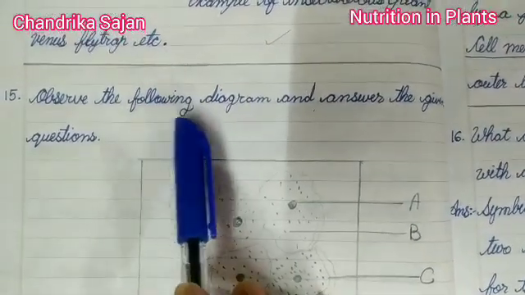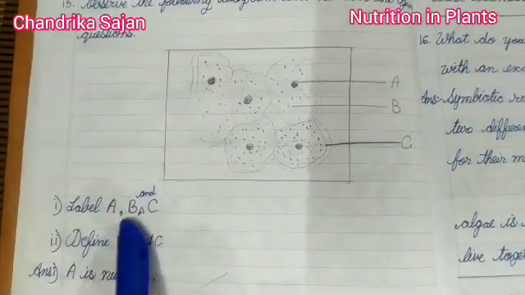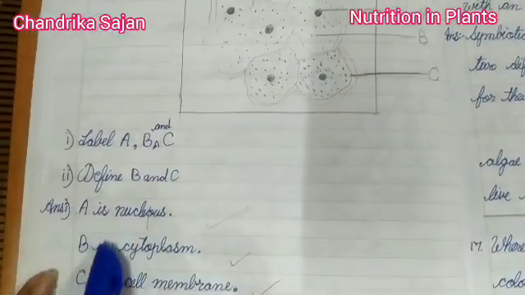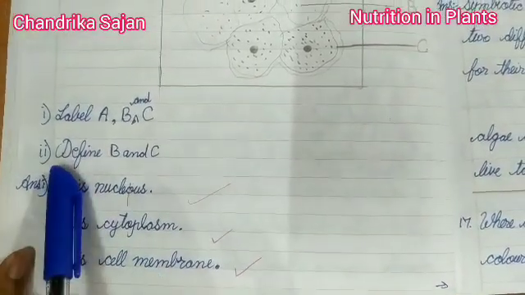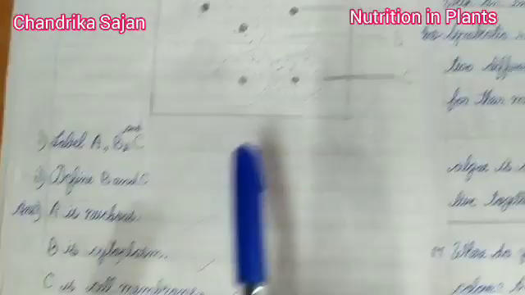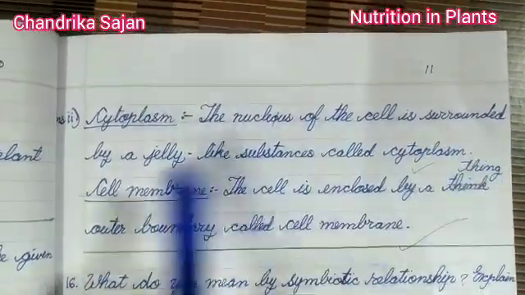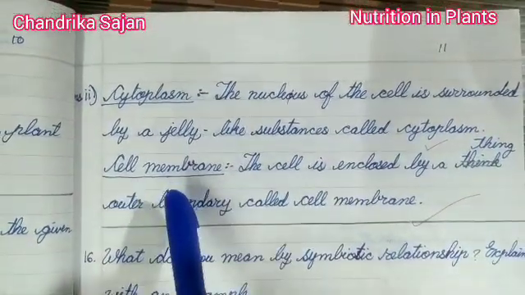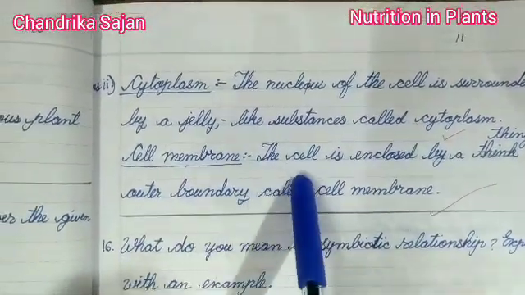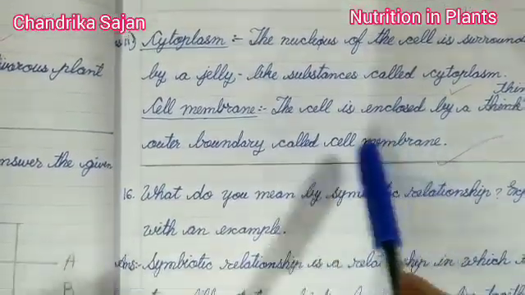Observe the following diagram and answer the given questions. Now there is a diagram given here, labeled A, B and C. Answer: A is nucleus, B is cytoplasm, C is cell membrane. Now the question is to define B and C. Cytoplasm: the nucleus of the cell is surrounded by a jelly-like substance called cytoplasm. Cell membrane: the cell is enclosed by a thin outer boundary called cell membrane.